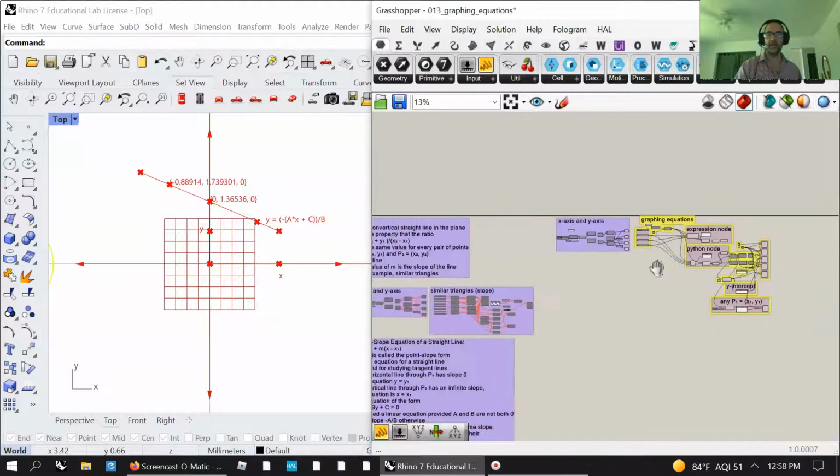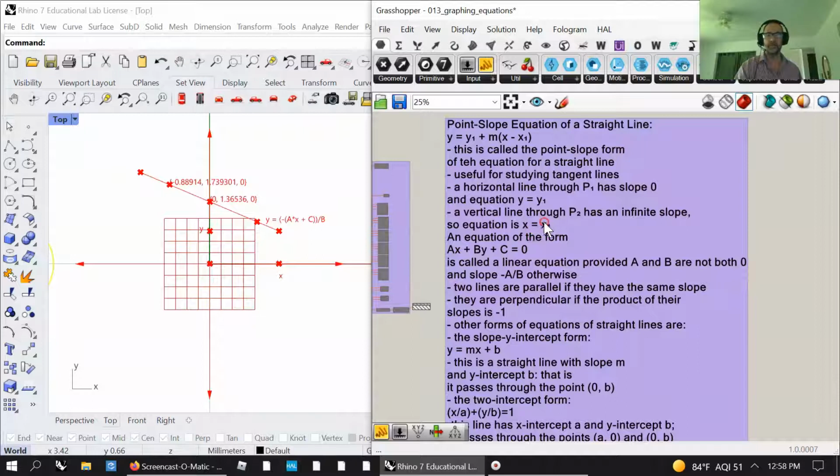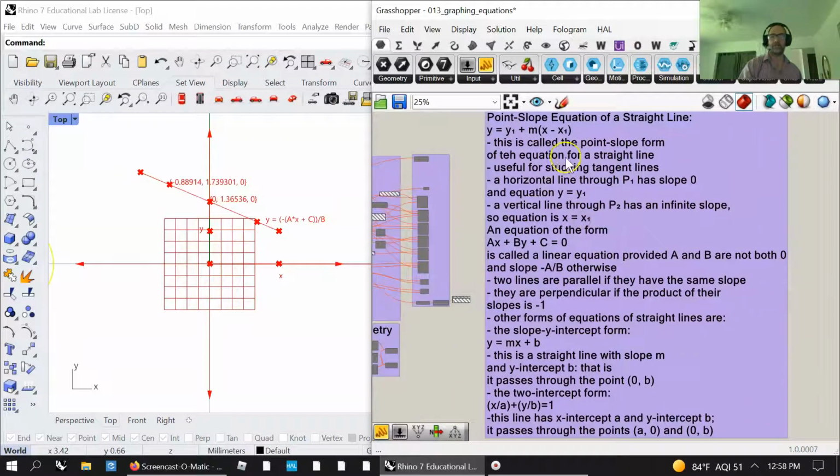So if I go out of here, I think I've typed in some more data that I didn't have before. So maybe just a little theory behind what we're doing. It's pretty simple. The point slope equation of a straight line is y equals y1 plus m times x minus x1, and this is called the point slope form of the equation for the straight line, useful for studying tangents, which will come in later when we get into differentiation and integration.